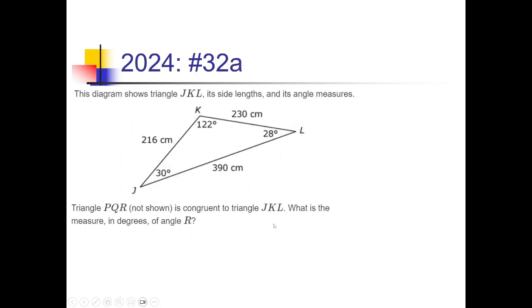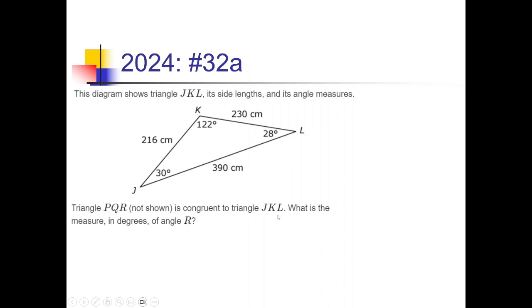For this next problem, 32, it actually takes up a lot of space, but we're going to find these go pretty quickly. Part A here, so we've got this diagram with all these sides and angles, and triangle PQR, which is congruent to JKL, is not shown. We want the measure of angle R. Well, how could we possibly figure this out?